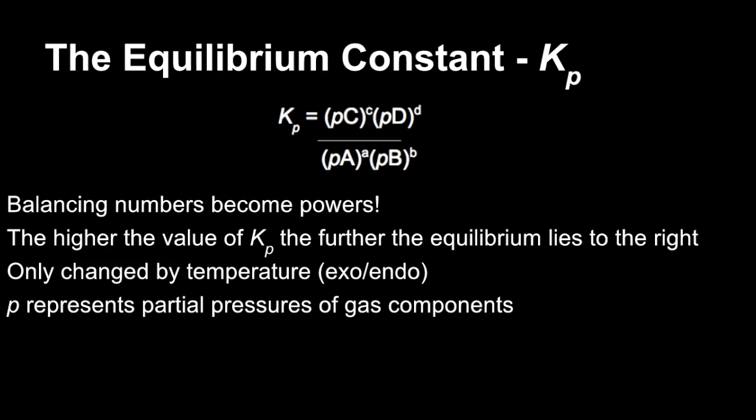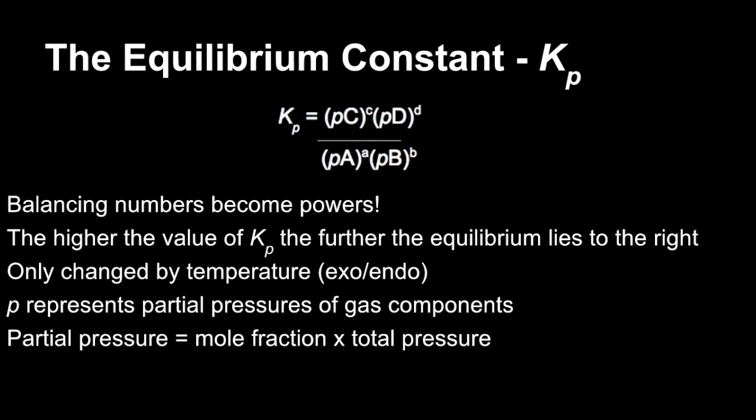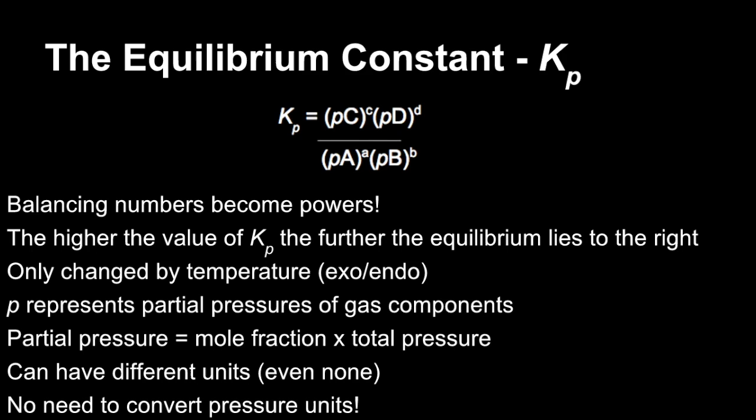That little p, I've already said, represents the partial pressures of the gaseous components, and partial pressure is equal to the mole fraction multiplied by the total pressure. And again, Kp can have different units, even none. And finally, there is no need to convert the pressure units.